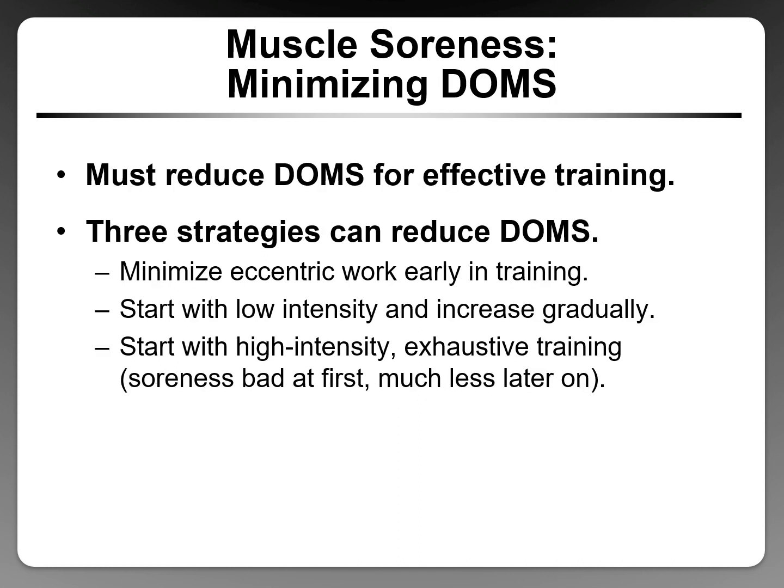So how do we minimize DOMS? We need to reduce DOMS for effective training. It's okay to be a little sore after exercise. It's not okay to be debilitated. So the 3 best strategies to reducing DOMS are to minimize eccentric work early on in your training cycle, to start with a low intensity and then increase gradually so you don't overdo things, and then start with a high intensity exhaustive training. So soreness is bad at first, but it's much less later on.